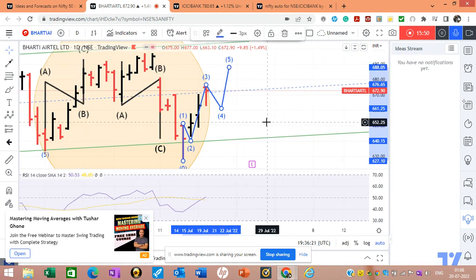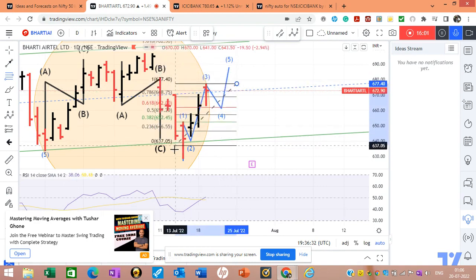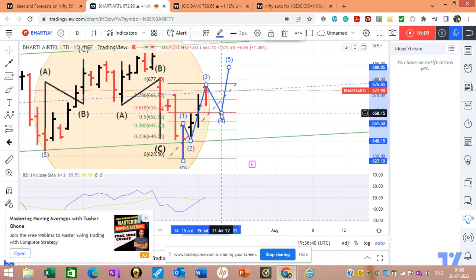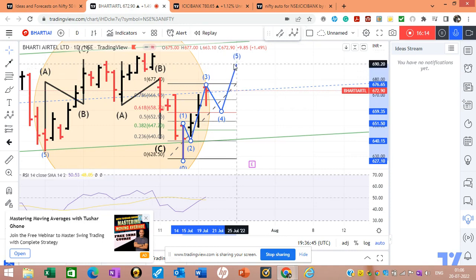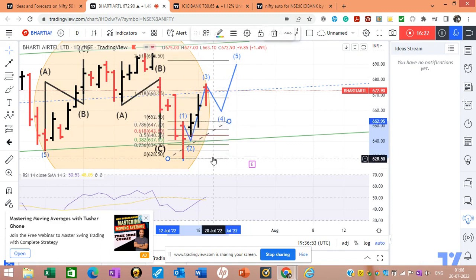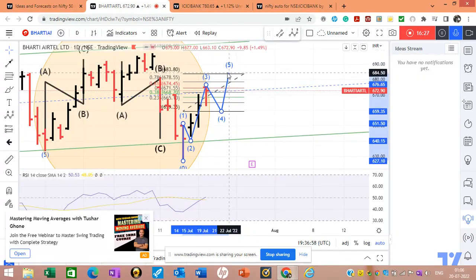So in Bharti Airtel, the general retracement level is 38%, but a fourth wave correction can go to the extent of 61% also. So suppose 38% is here. I mean, this is just a hypothetical correction kind of a thing. So what should be my fifth wave? What should be the target of my fifth wave? My target should be this much.